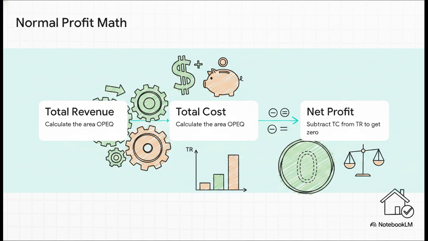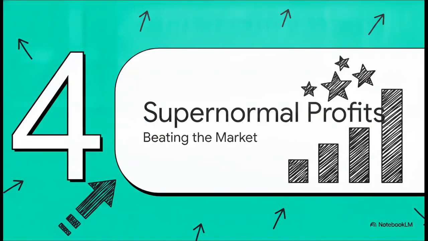So when a firm covers its exact short-run costs, when price equals SAC, the business is completely stable. They break even safely. Section 4, Chapter 3, Supernormal Profits. Finally, let's examine what happens when the firm is absolutely booming and beating the market.